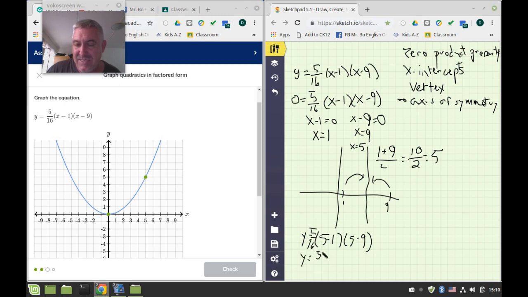So 5/16 times 4 times negative 4, which is equal to 5/16 times -16. And 16 and 16 cancel out, so it's going to be -5. So it'll come down here to -5. So our vertex is at 5, -5.